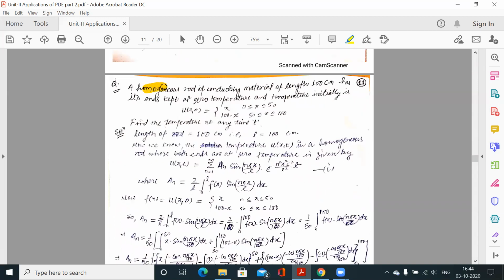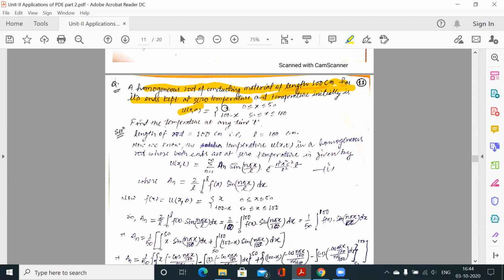Now, the homogeneous rod of conducting material of length 100 centimeter. So the length is 100 centimeter, that means L value is 100. It has its ends kept at 0 temperature, so the same condition is here also. And the temperature initially is given by u(x,0).